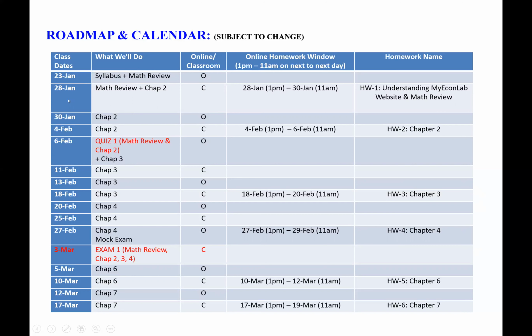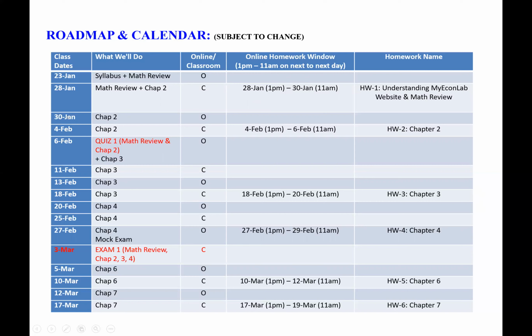So the class on January 28th is in class, and we'll finish the math review, and we'll get started with chapter 2. And that's when the first homework assignment, homework number 1, on your understanding of the My Econ Lab website and math review will go up. And here is the 46-hour window I told you about. It will go up at 1 p.m. on the 28th, right? And it will close at 11 a.m. on the 30th, right? So that's the 46-hour window. If you complete the homework assignment within this 46-hour window, you will get full credit. Otherwise, you will be penalized 50% of your grade.